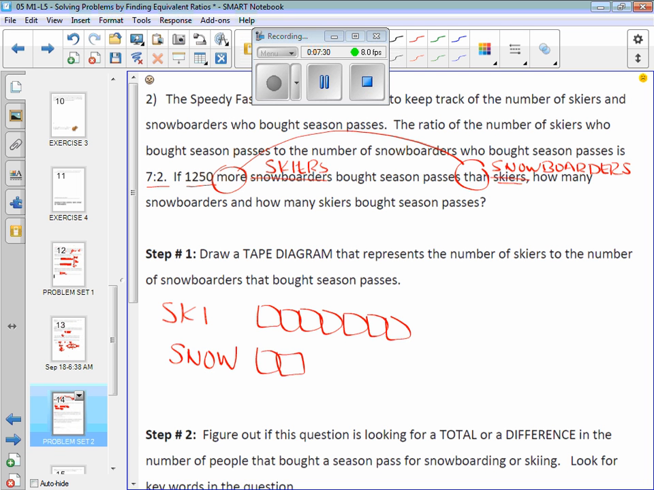So that's the hardest part, because if you go the wrong direction and do total when you should be doing difference, you're going to run into difficulties. Well, difference, because it's more than, was more than. The key word is being more than.